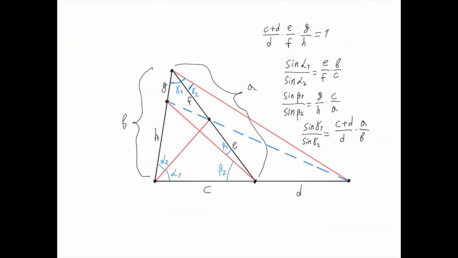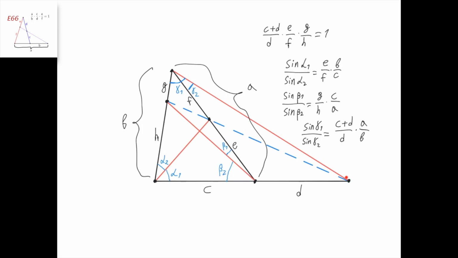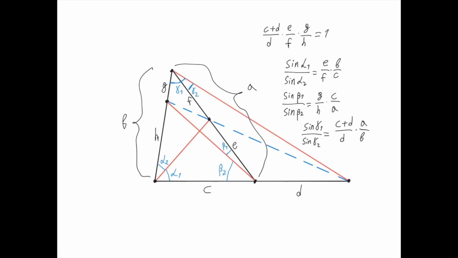It should be noted that there exists also a sine version of Menelaus' theorem. Suppose we have a triangle and 3 points each lying on a side of the triangle or on an extension of a side of the triangle. These 3 points lie on a straight line if and only if, as you see in the picture, c plus d over d times e over f times g over h equals 1. We labeled the sides of the triangle c, a, and b. And let's label the angles as follows.